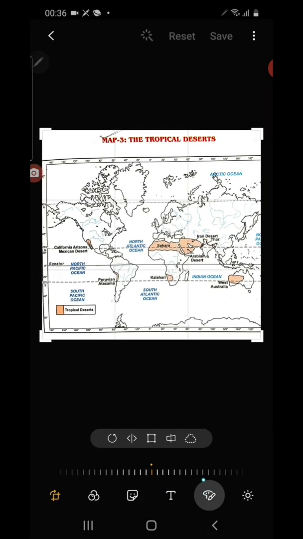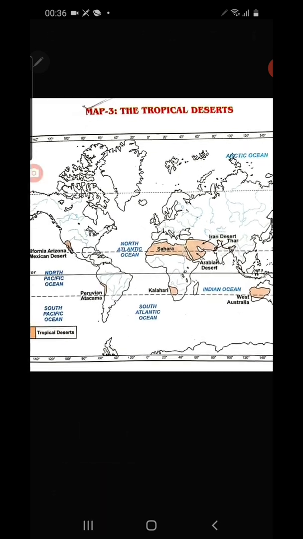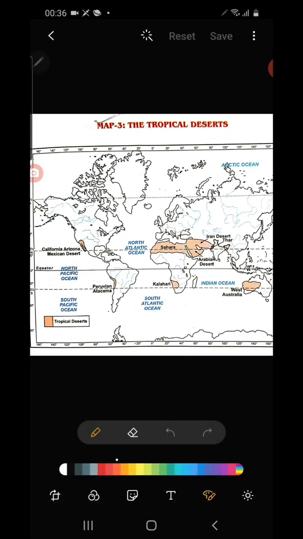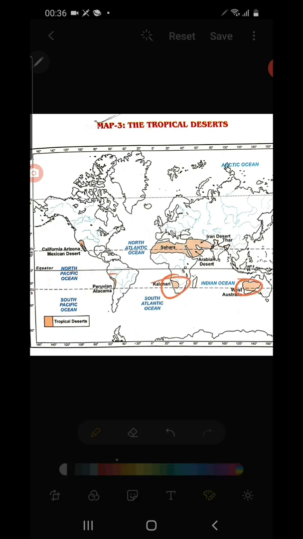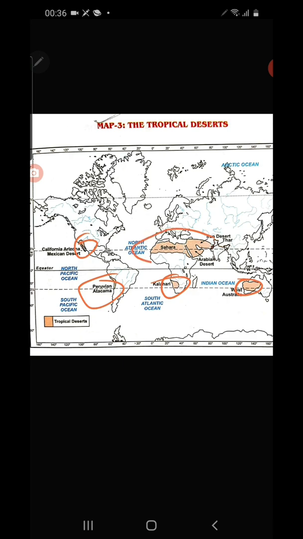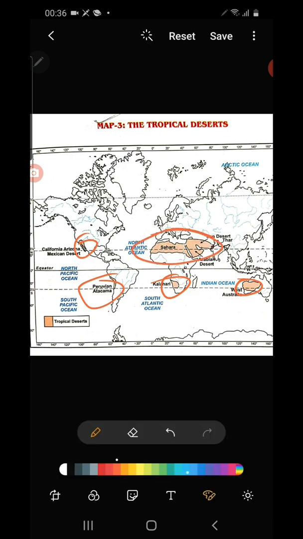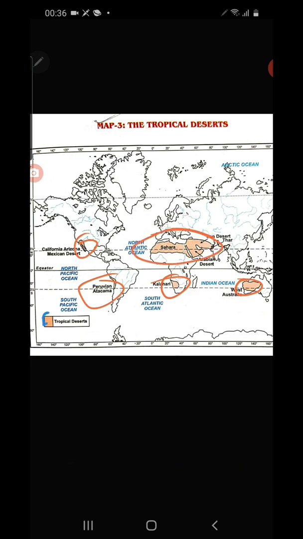Then comes the tropical desert region. Wherever you find the tropical desert region, you see in which latitudes it is spreading here. It is found in Western Australia, the Kalahari region, then the Peruvian Atacama, all these places. So you have to use a particular color here for shading.